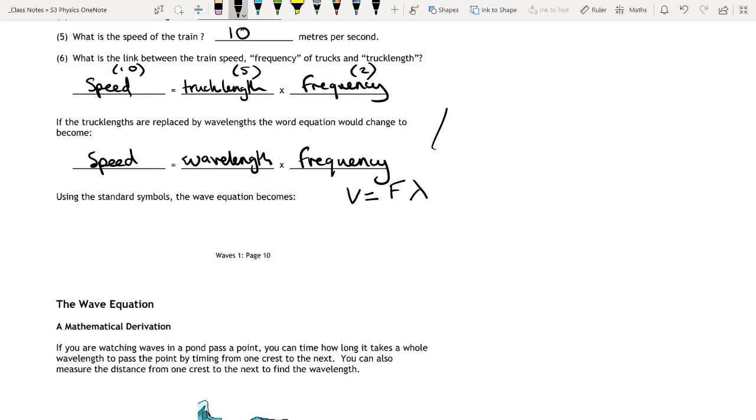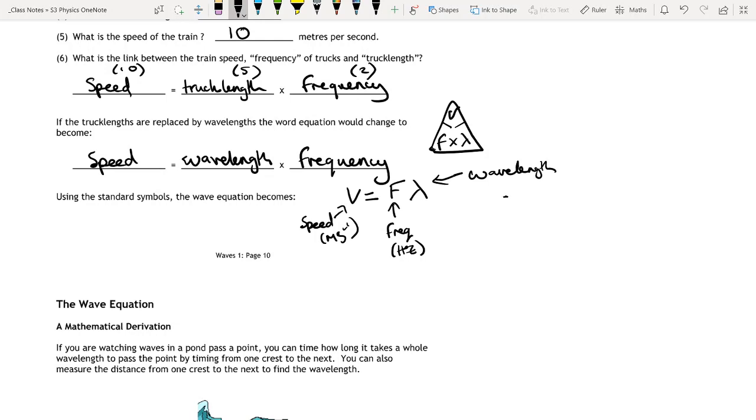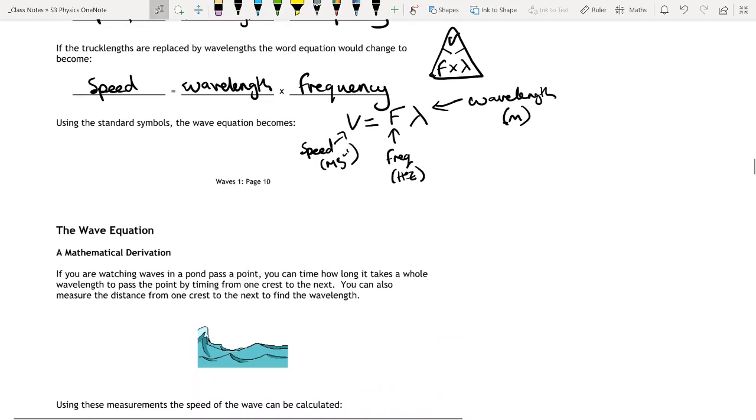And if you're a fan of triangles, that's the triangle for it. So speed in meters per second, frequency in hertz, and wavelength in meters. I guess it's because we've got a lot of things that are named W. So we just use a symbol, this Greek symbol lambda for that.